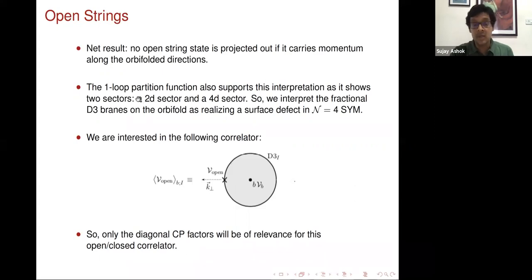And you can check this by computing the one-loop partition function. And you can show that if you do the partition function with these boundary states, you find a 2D sector and a 4D sector.